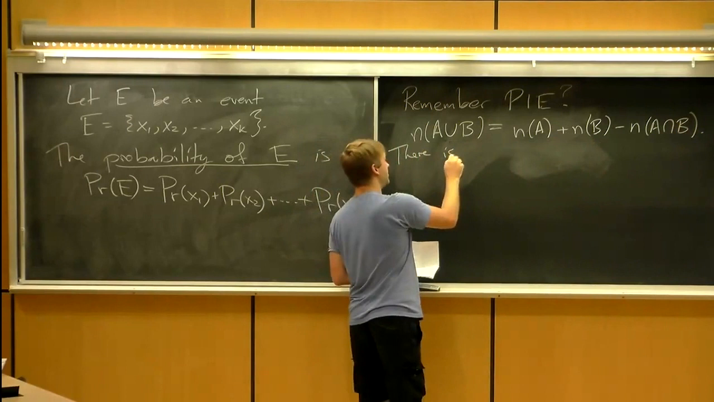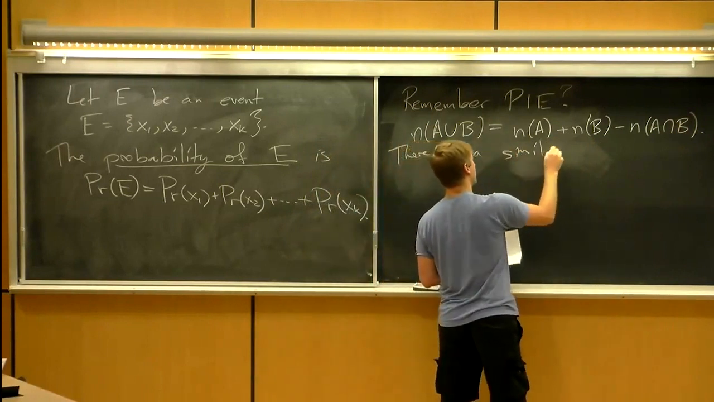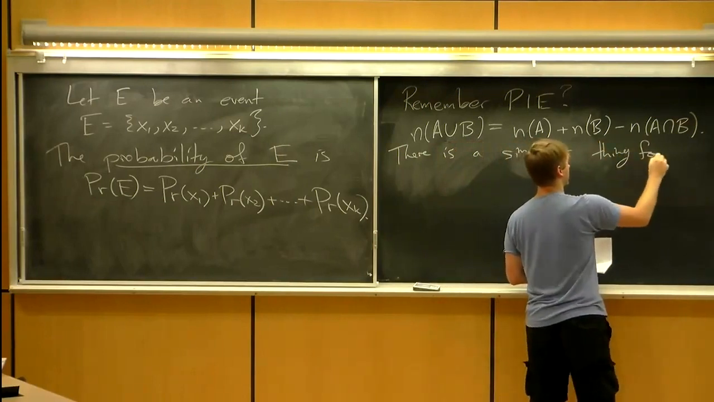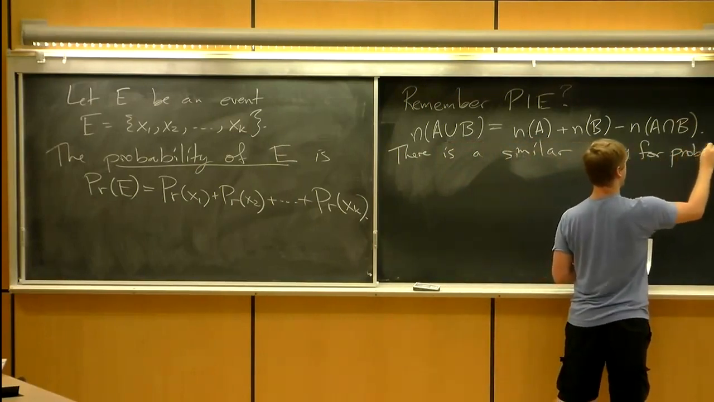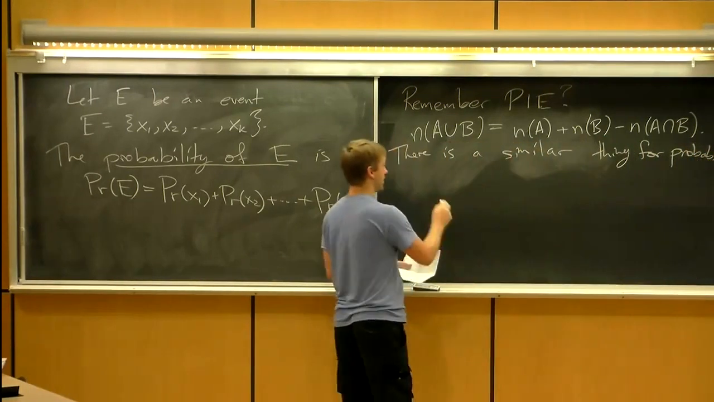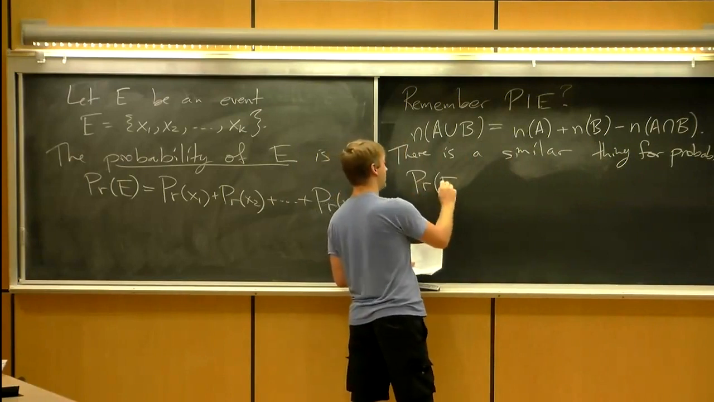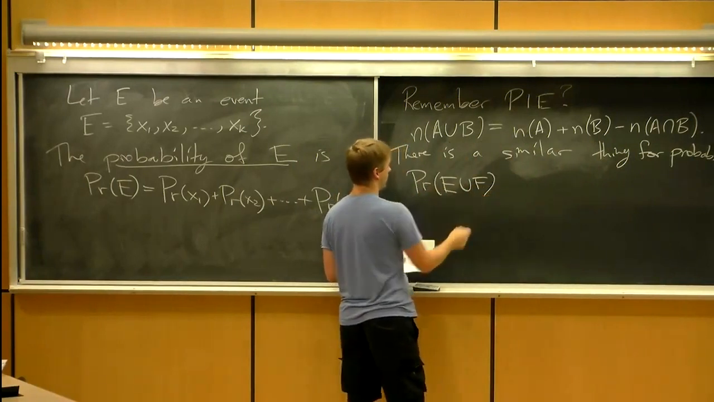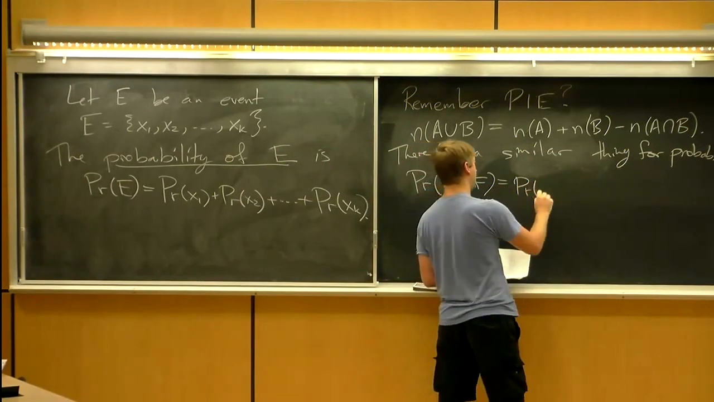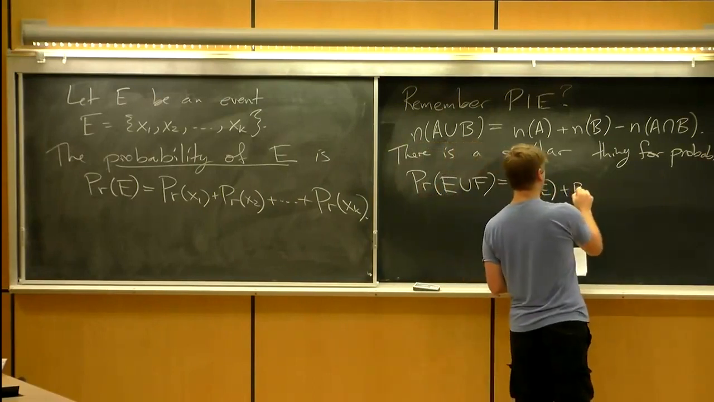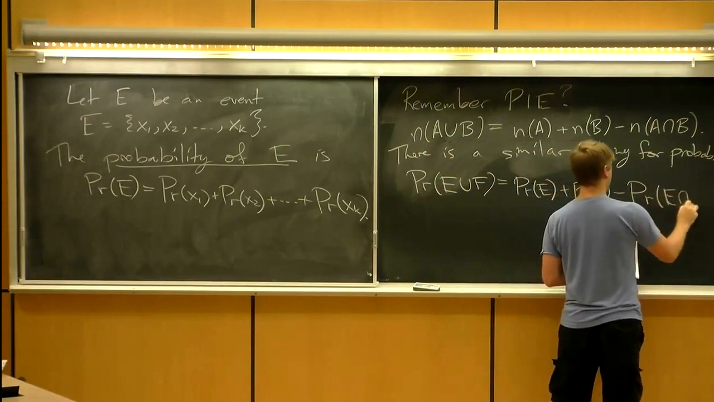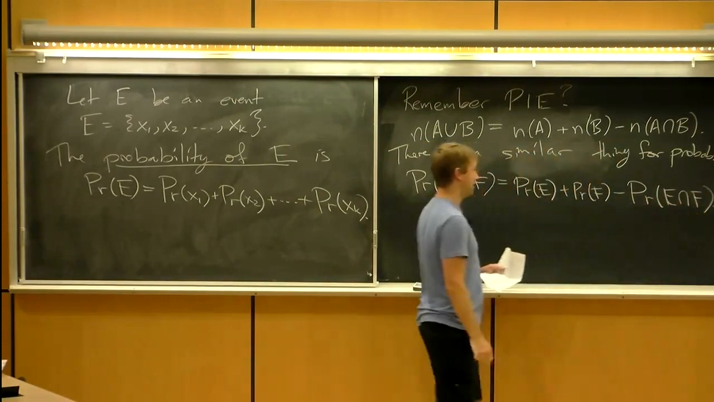It turns out there's a similar thing for probabilities. If I have two events, the probability of the union is equal to the probability of E plus the probability of F minus the probability of the intersection.